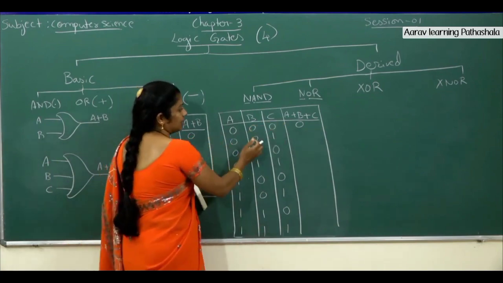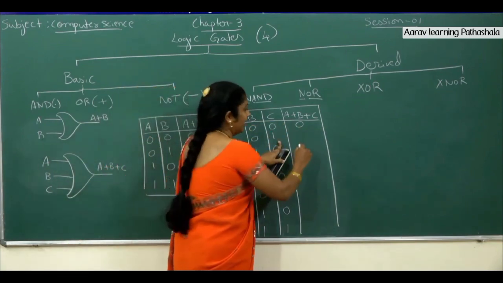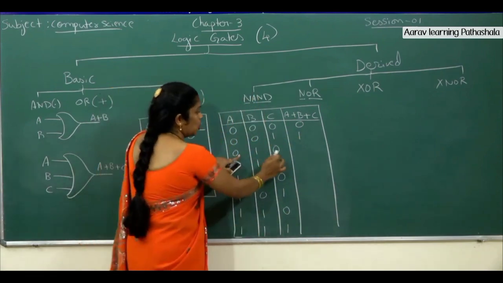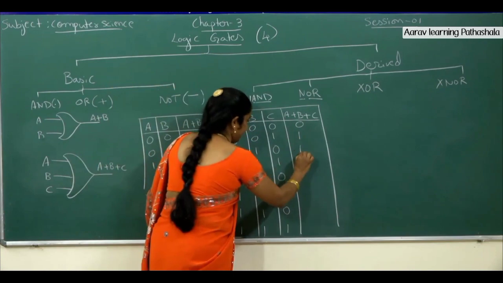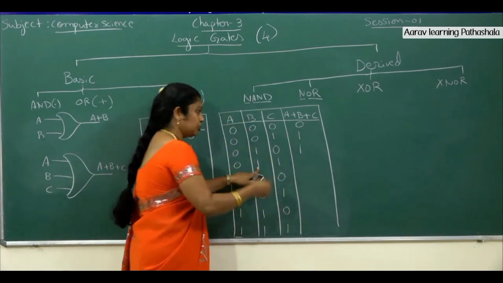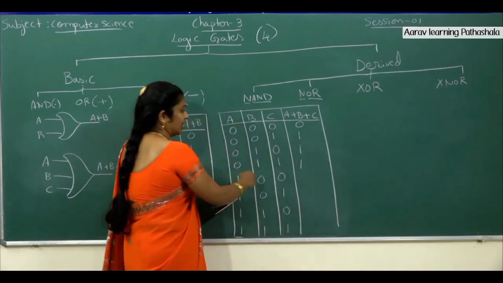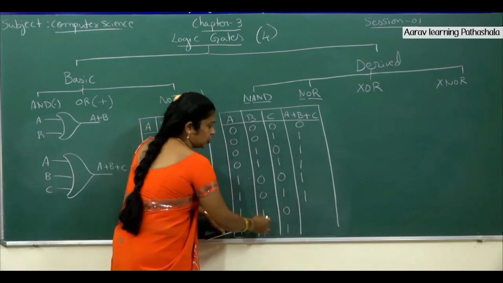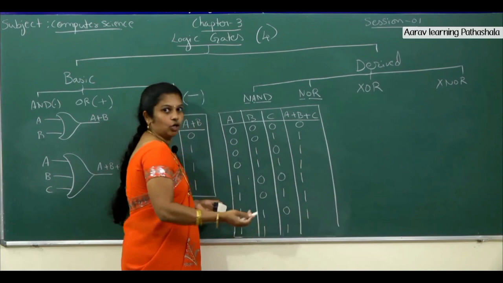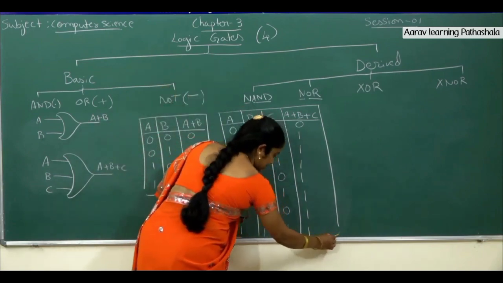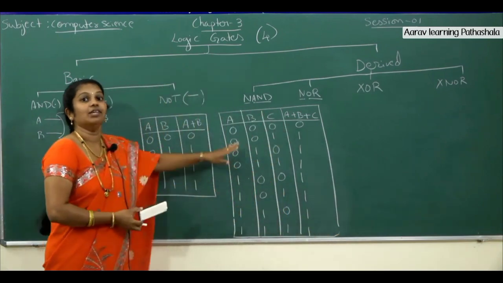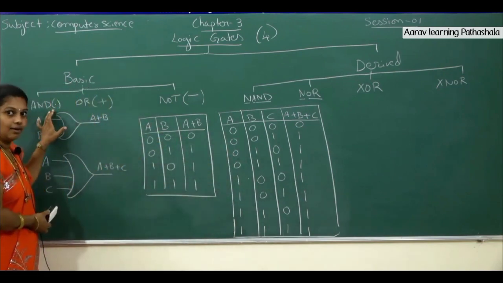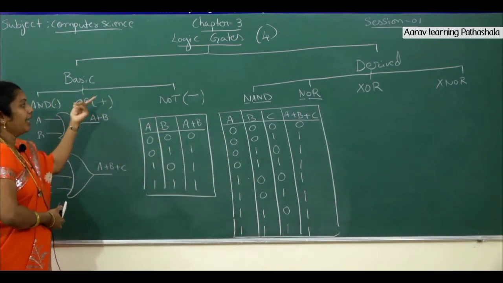Next, 0 plus 0 plus 1. What is the output here? We'll get 1 because one time we have 1. Here also 1 time we have 1. Here 2 times we have 1, then also it is 1 only. Here 1 time we have 1. Here also we have 2 times 1. In this also we have 2 times 1. In the last case all the 3 are 1. This is the truth table for 3 variables. This is the symbol for 2 variables in the OR gate.